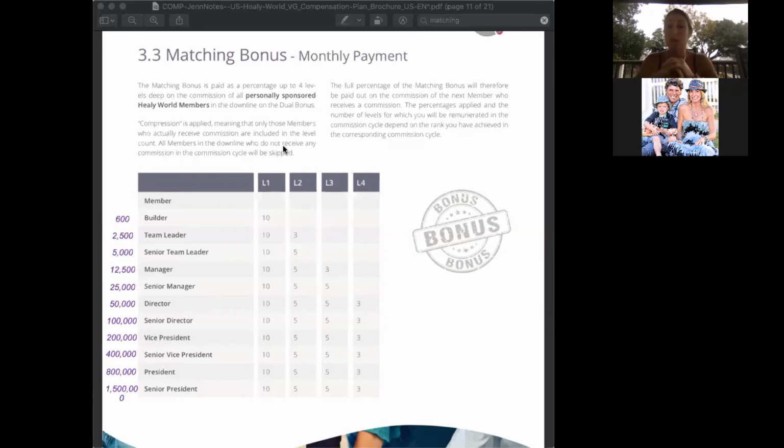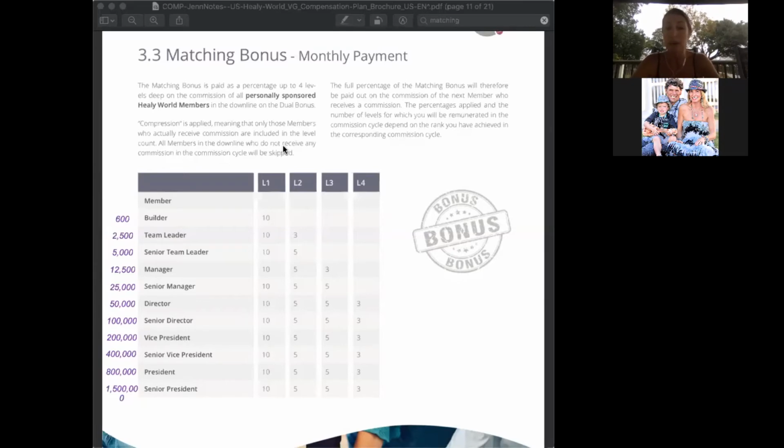Let's say I enrolled person A, but for some reason this month, person A did not receive a dual bonus at all. They're going to be skipped, which means if they enrolled person B, and let's say person B made $1,000 this month in their dual bonus, they're actually not my level 2. They're going to count as my level 1 since level 1 was compressed out, and I'm going to earn 10% of their $1,000 dual bonus. So I'm going to earn $100 on that person.